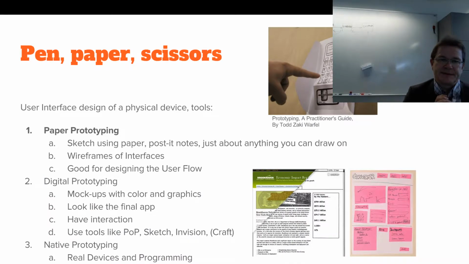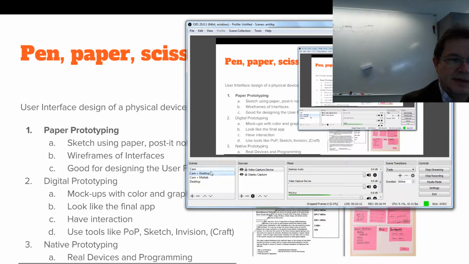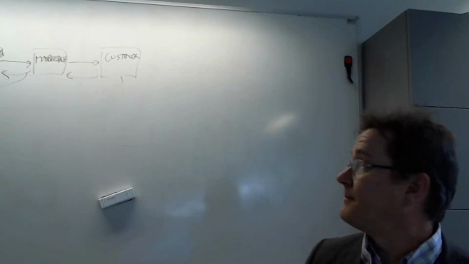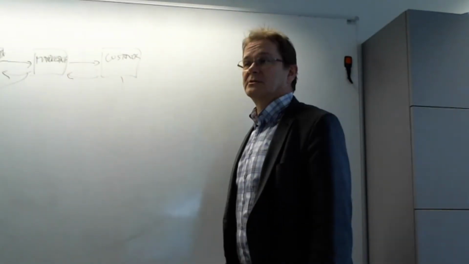This is my favorite: pen, paper, and scissors. If we take another look back at my own electronic lure design, I'll show you how it actually started. Let me turn this back to the cam only. Okay, I did this one on paper, although a whiteboard is just as good.